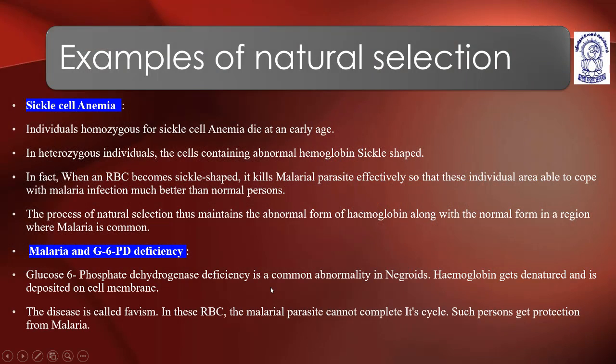Examples of natural selection: sickle cell anemia. Individuals which are homozygous for sickle cell anemia die at an early age. You can see the sickling gene, which causes the distortion of RBC, red blood corpuscles, because of gene mutation.